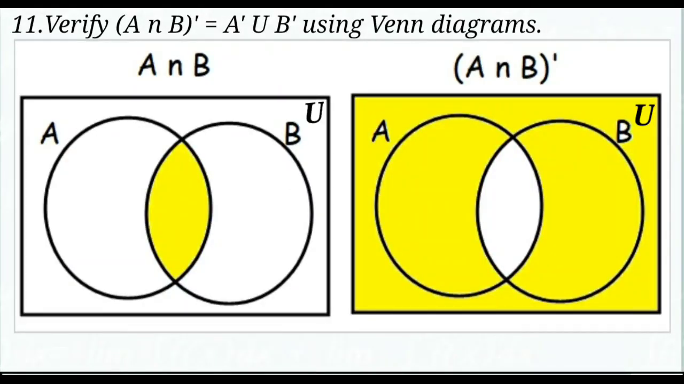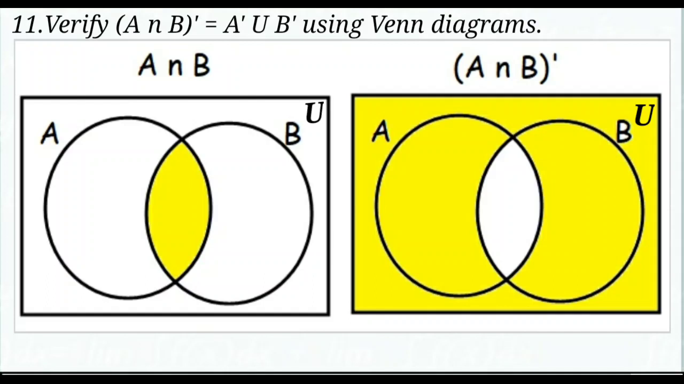Next, 11th one. Verify (A intersection B)' = A' union B' using Venn diagrams. (A intersection B)' = A' union B' is one of the De Morgan's laws for complementation. We have two sets A and B. So we draw a two circle diagram.